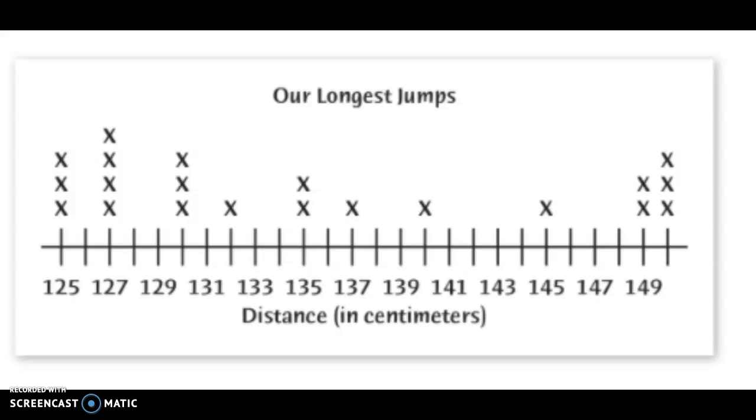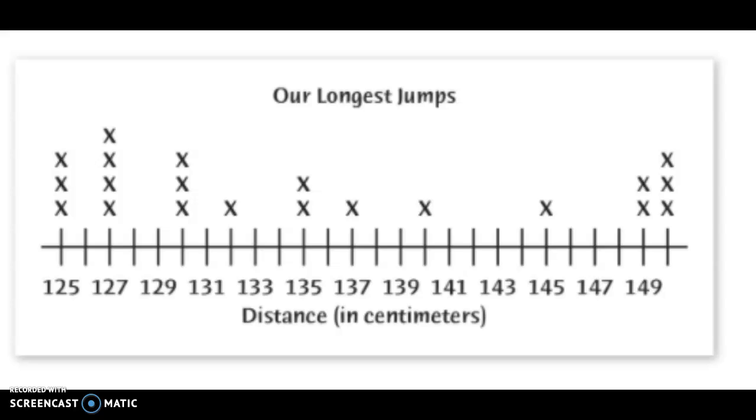So you can see that on my line plot, from left to right, I have measured and recorded our longest jump with centimeters. On the left side, we have the shortest jump at 125 centimeters. And then we look all the way across at the right side of our line plot, and we have 150 centimeters, which is the longest jump in the classroom. So we have our data ranging from 125, which is the shortest jump in the classroom, to 150, which is the longest jump in the classroom.